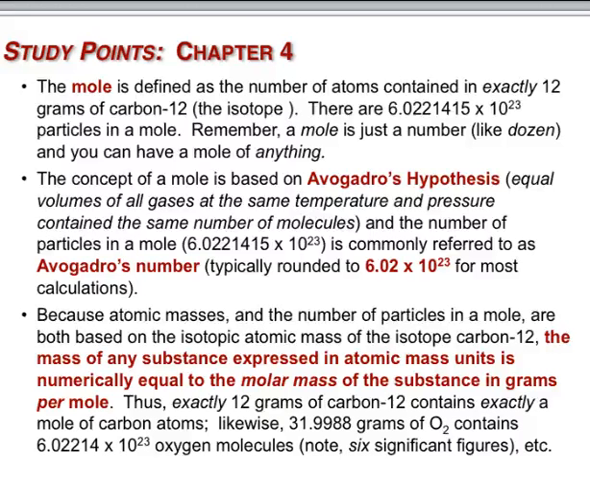If we take the formula mass of any substance, so molecular weight or average atomic mass on the periodic table, and we express that in grams, mass units, we refer to that as molar mass. So if we had exactly 12 grams of carbon-12, it would contain 6.02 times 10 to the 23rd atoms of carbon-12, and it would weigh 12 grams.